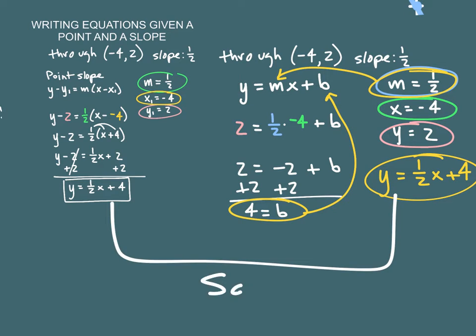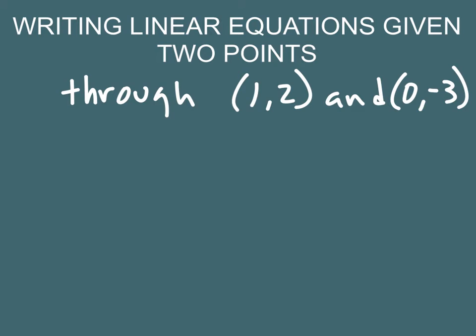So these two things are the same, and that's the idea. Okay, the next thing I want to talk about is writing linear equations given 2 points. Sometimes the only information that you're given are 2 coordinate points on a graph, and we've got to figure out what's the equation of that line. Okay, and we're going to write that in slope-intercept form.